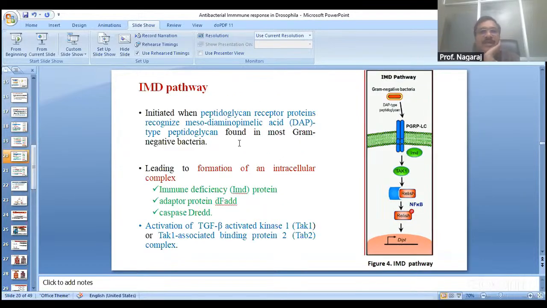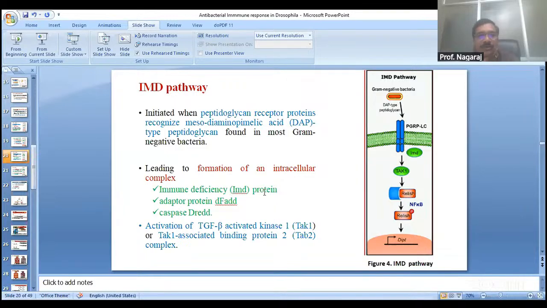The IMD pathway, the immunodeficiency pathway, is initiated when peptidoglycan receptor proteins recognize the meso-diaminopimelic acid type of peptidoglycan found in most gram-negative bacteria. And that is why I told you about the specificity, which makes this bacterial strain so specific and different, and the kind of bacteria which can bind to this receptor and infect the fly, and you see the activation of different pathways. So that leads to the formation of an intracellular complex.